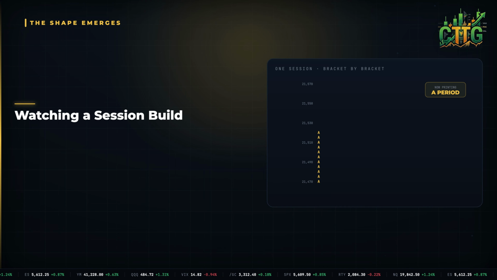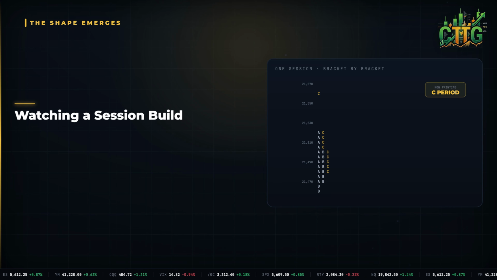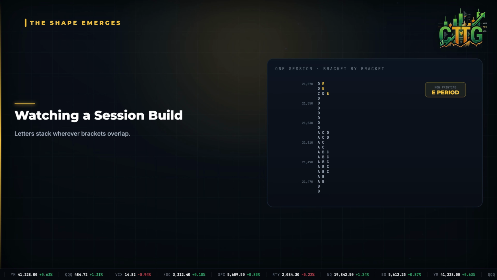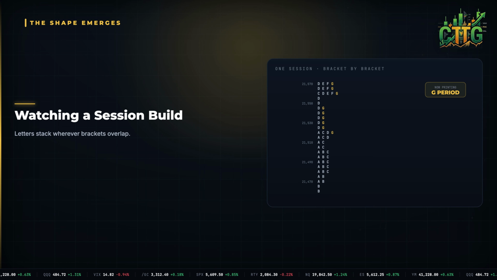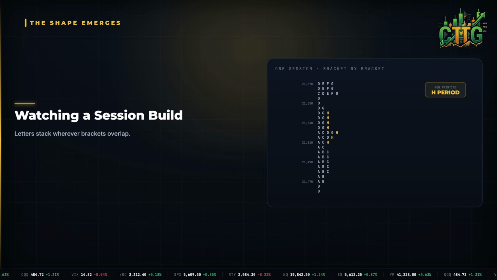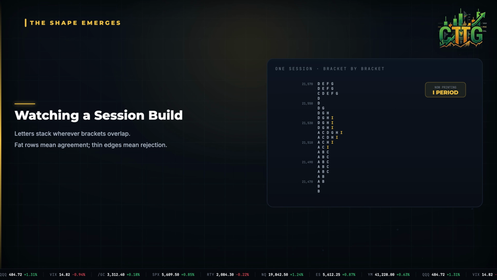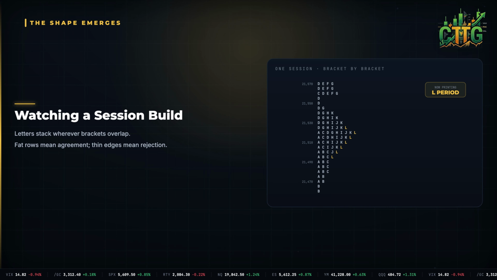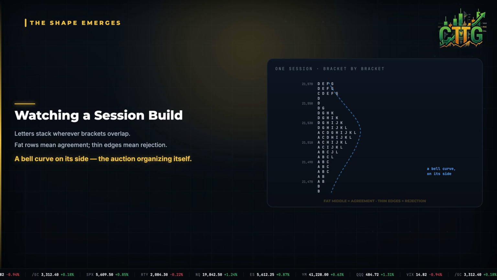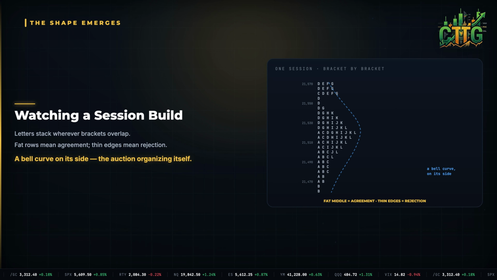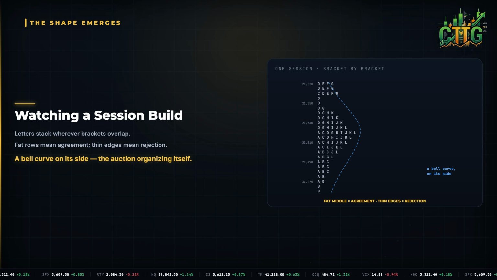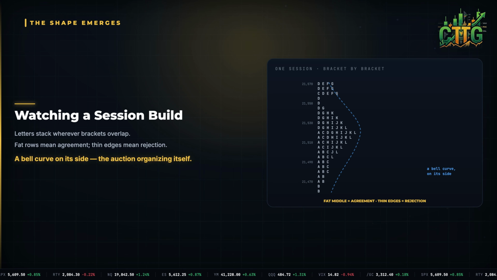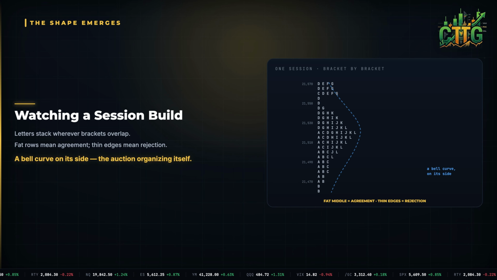Watch a session build. A period opens and prints its range. B stacks next to it wherever prices overlap. C, D, E, every new bracket adds letters. Prices touched over and over grow fat rows. Prices touched once stay thin. By the afternoon, the shape is unmistakable. A bell curve, lying on its side. Fat middle where the market agreed. Thin edges where it didn't. You're not looking at price anymore. You're looking at an auction, organizing itself in real time.